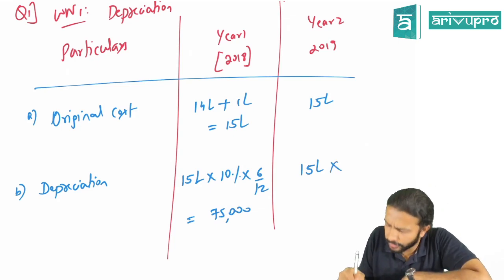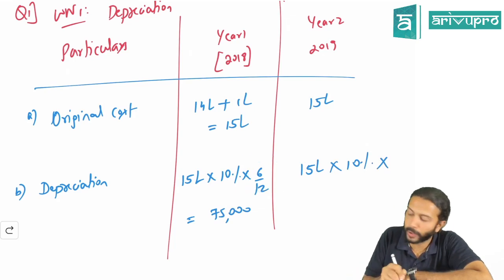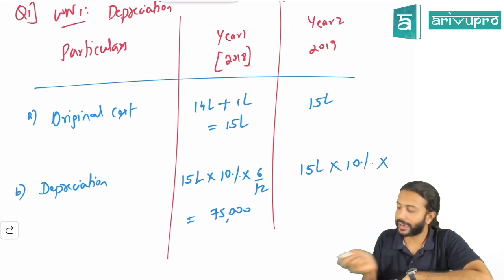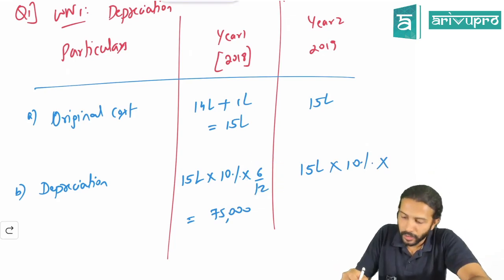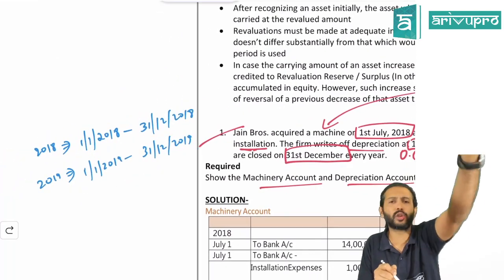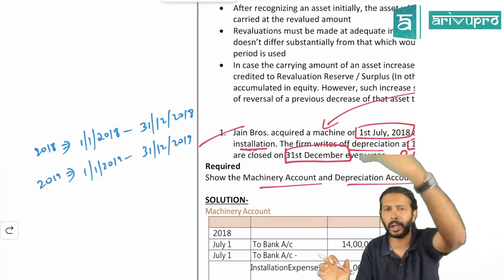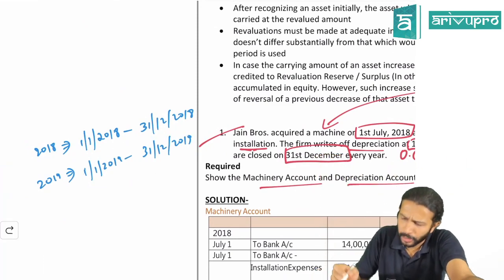Second year, what will be the depreciation? Original cost is still 15 lakh into 10%. Now, should I again write 6 by 12? No. Why? Because I already bought the asset. That means for the full year I can utilize the asset. This asset is available for use for the whole 12 months of the next year. That means I don't have to do anything.